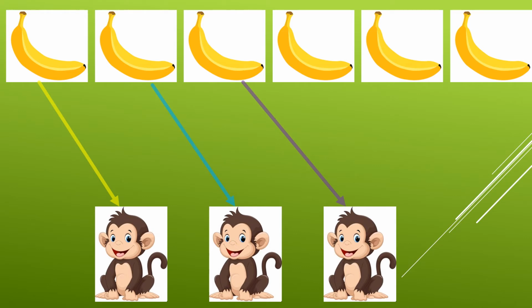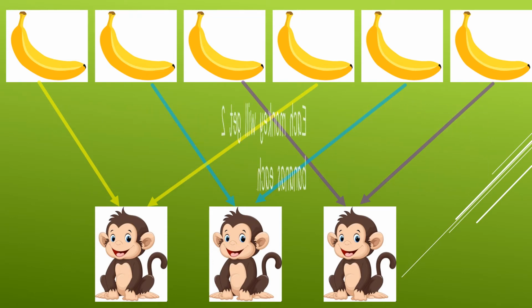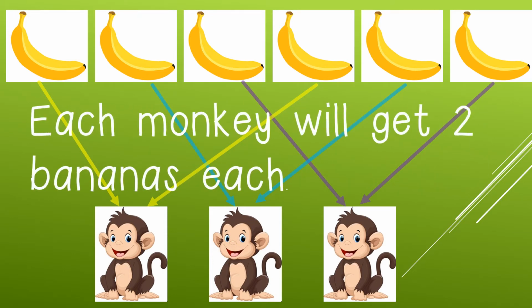So now each monkey has got 1 banana. And now I have 3 bananas left. Another one for monkey A, another one for monkey B, and another one for monkey C. So now we need to write our answer in a sentence. So our sentence will read, each monkey will get 2 bananas each.